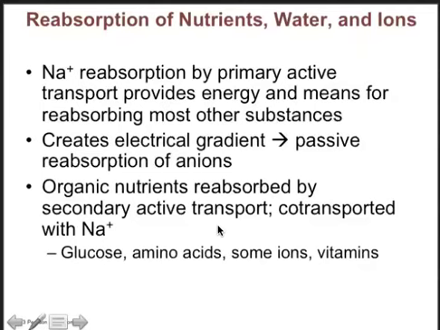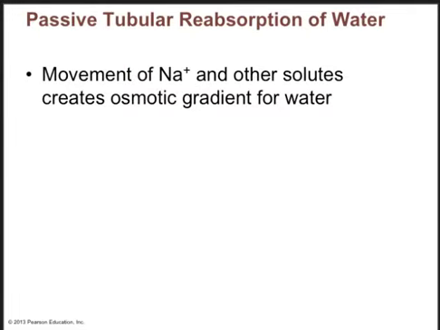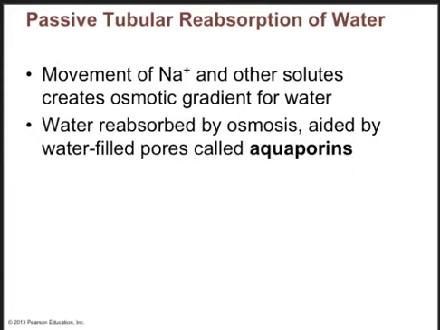Examples of substances that move this way include glucose, amino acids, some ions, and certain vitamins. The passive reabsorption of water follows the solutes wherever they go. The movement of sodium and other solutes creates the gradient for water. Water is reabsorbed by osmosis, and it's aided by water-filled pores called aquaporins. And these are special water holes, if you will, that are either introduced or removed from the collecting duct as the body's need to either retain or lose water changes on a moment-to-moment basis.